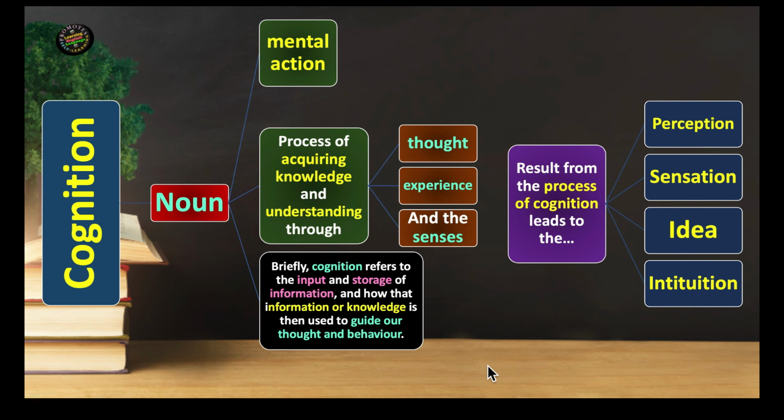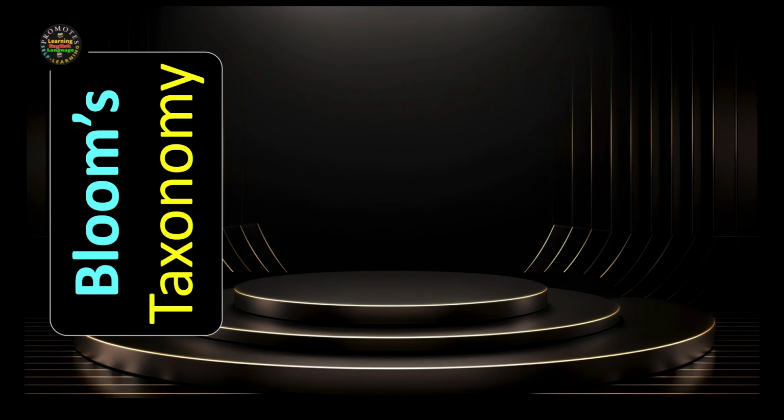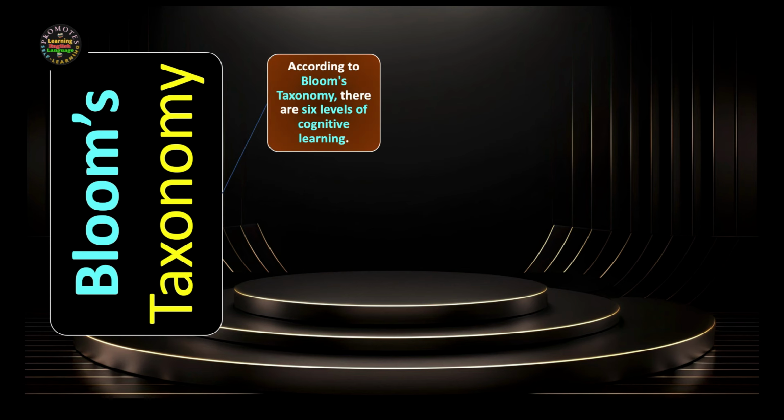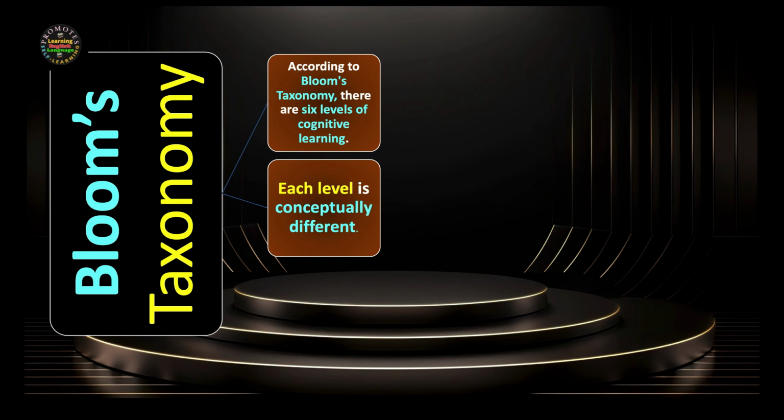things. And you must know that cognition is an important, not only important, in fact, the central part of learning process. Bloom's taxonomy. According to Bloom's taxonomy, there are 6 levels of cognitive learning. Each level is conceptually different.